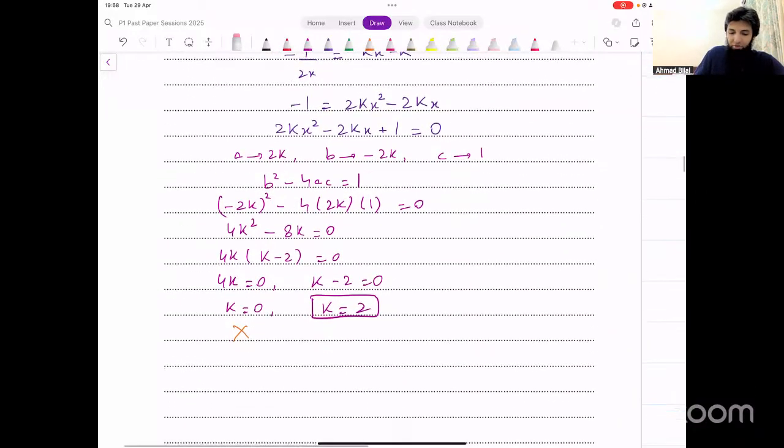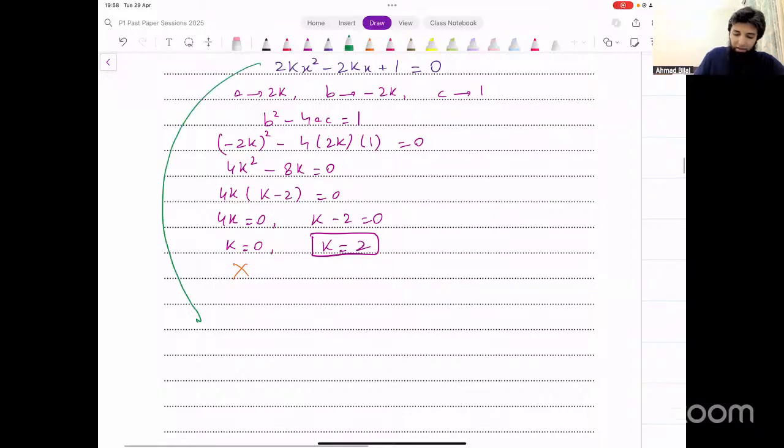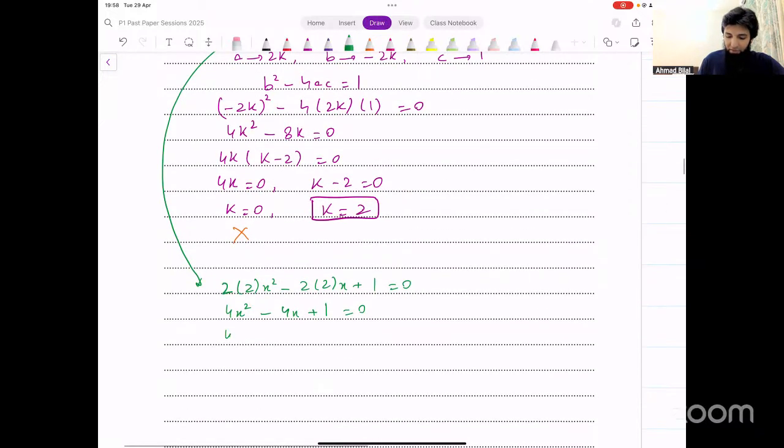So let's input the value for k directly here and see what we get from that. 2 into 2 times x squared minus 2 into 2 into x plus 1 equals 0. Let's simplify this. That gives us 4x squared minus 4x plus 1 equal to 0. It's a quadratic equation. We have to show the working for solving this.